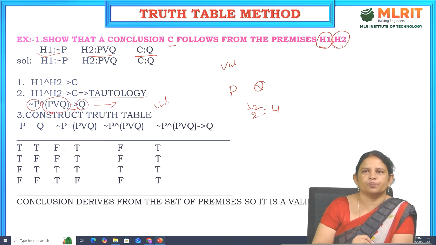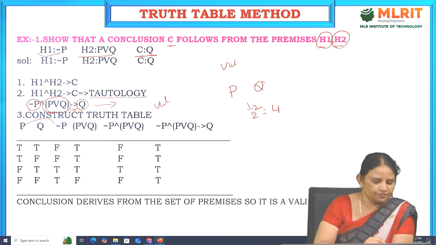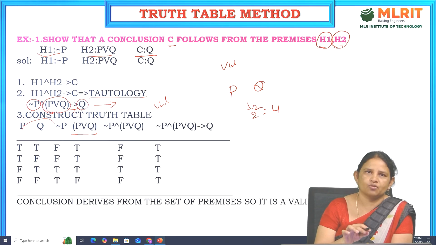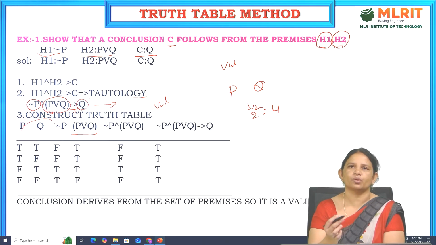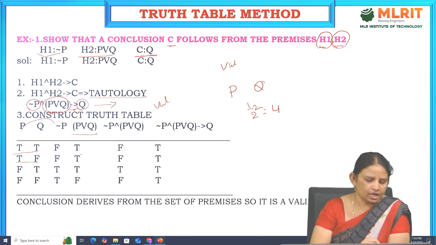Take the negation P. Negation P is nothing but the opposite of the proposition: false, false, true, true. Then P or Q is the OR operation. It returns false only if both propositions are false. For the remaining cases, it returns true. That means P or Q: true true is true, true false is true, false true is true, false false is false.